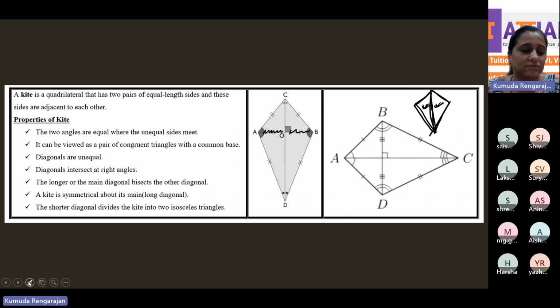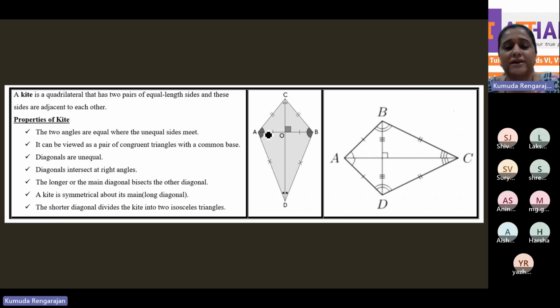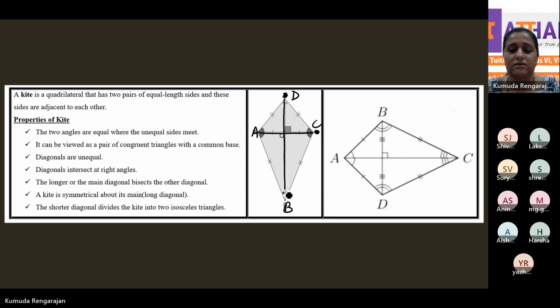Then talking about the diagonals, sorry, I've named it wrongly. Let me change this. So AC is a diagonal, BD is the other diagonal. The diagonals are not equal. The diagonals will not have the same length. In a kite, diagonals are unequal.